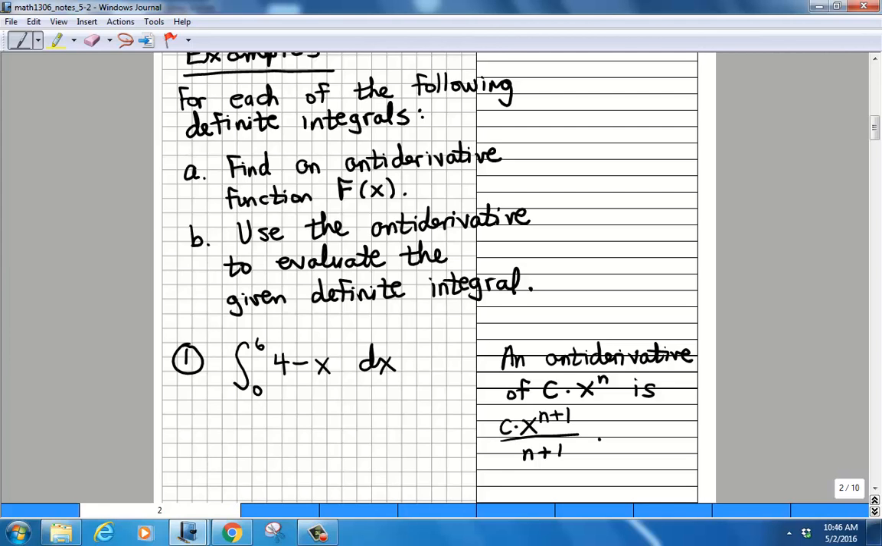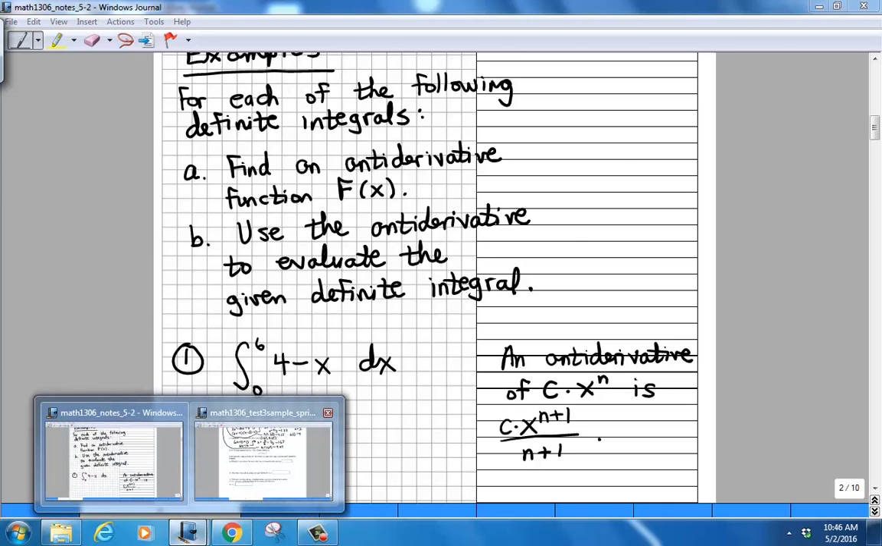So remember, what does this mean? This means the area under the curve, 4 minus x, from 0 on the x-axis to 6 on the x-axis. I picked this example on purpose. Let me show you why. For one thing, it's easy because that formula, 4 minus x, is really easy. But let me show you another reason why I picked it.